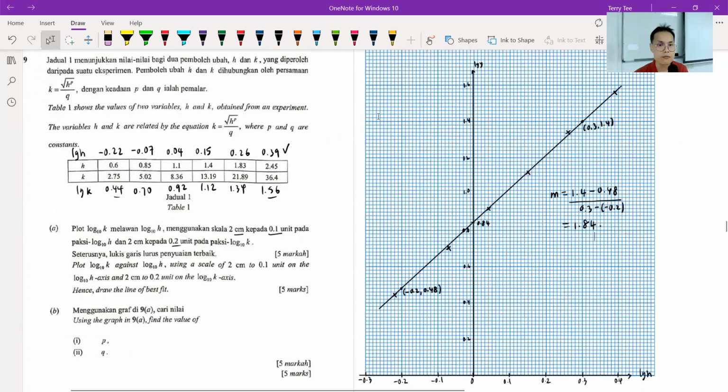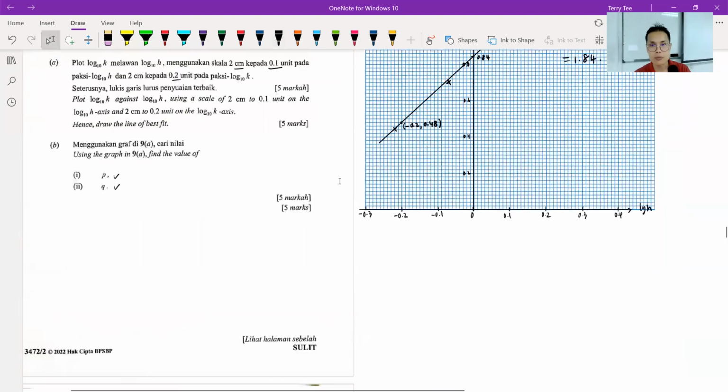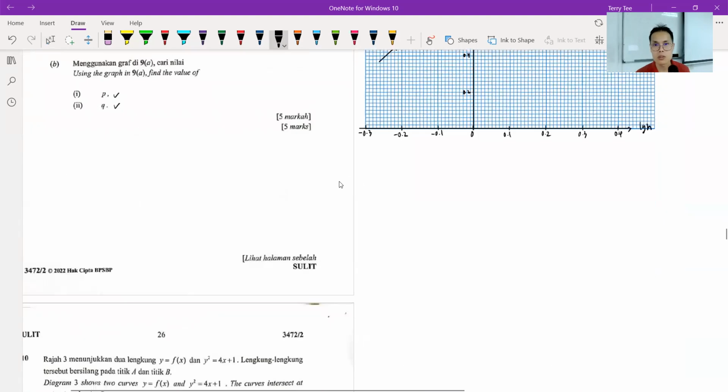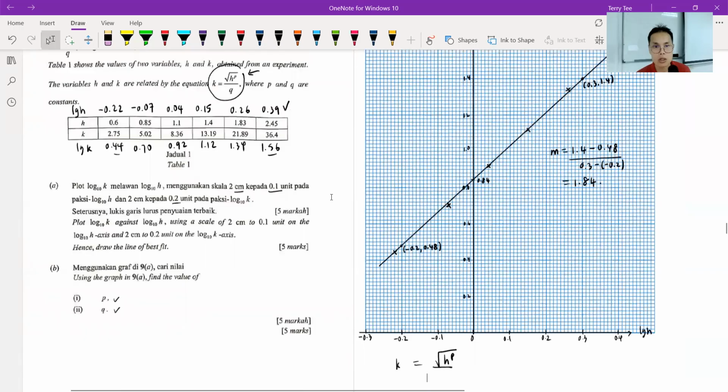Now, use the graph to find the values of P and Q. Notice that the variables are related by this function, K equals square root of H to the power P, divided by Q. So we need to convert this equation to linear form. When you convert to linear form, you have a gradient and y-intercept, and you compare them with the gradient and y-intercept that you got from the graph. Let me do it over here. Let me copy the question. K equals square root of h to the power p over q, right?